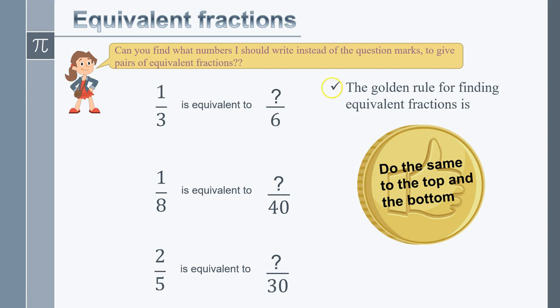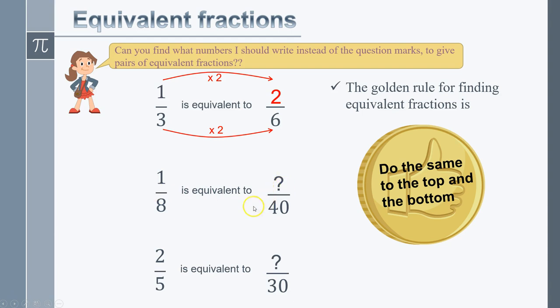So let's have a look at what we're going to do with this top one here. I'm going to say, well, 3 times by what is going to make 6? And clearly that's going to be times by 2. So what I've done effectively is times by 2 to turn a 3 into a 6. I've times by 2 on the bottom. So now I've got to times by 2 on the top. There we go. So 1 times 2 is 2. So 1/3 is equivalent to 2/6.